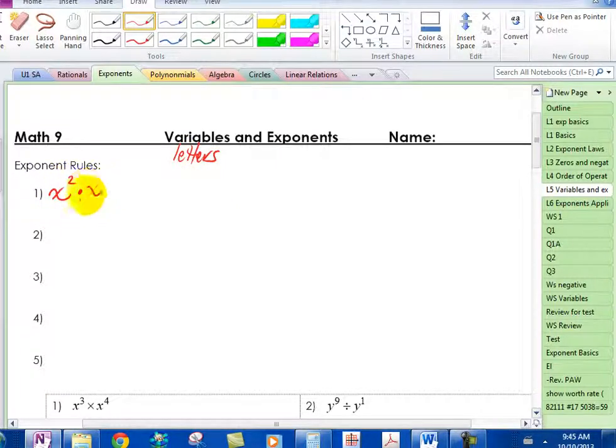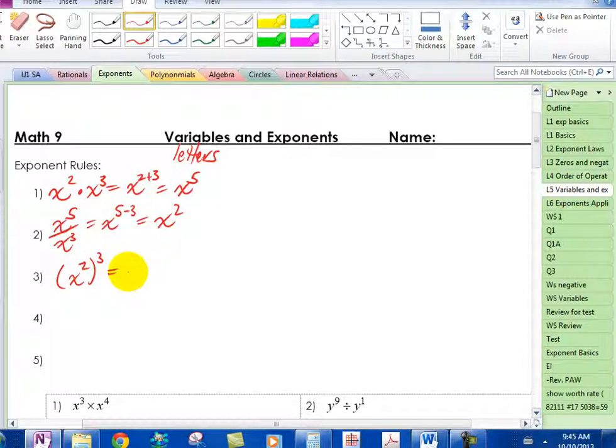So first one, x^2 times x^3. Your work would be 2 plus 3, which equals x exponent 5. Number 2, x^5 divided by x^3. Then your work would be x exponent 5 minus 3, which is x exponent 2. Next one, x^2 all to the exponent 3. What do you get there? x^6. Good. 2 times 3.